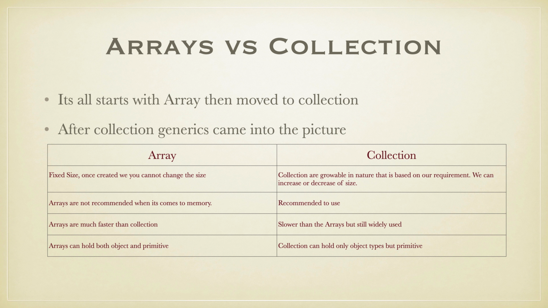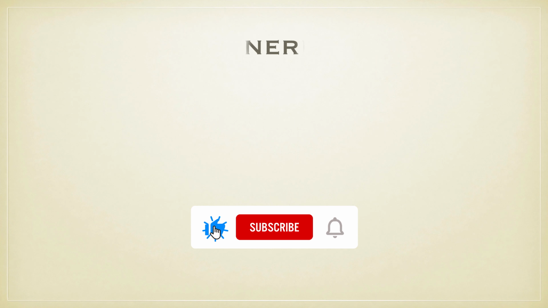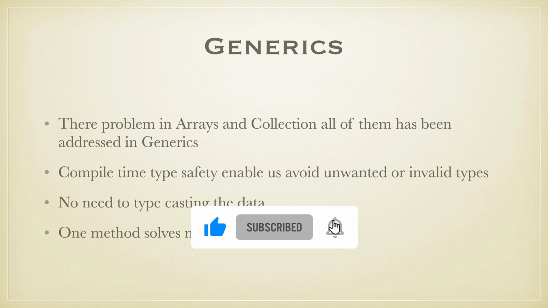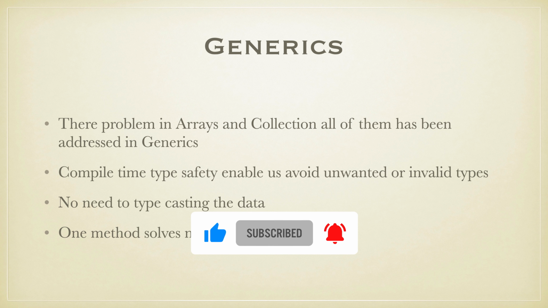Hello everyone, welcome back. So we discussed the difference between arrays and collections, how both can be worked with, and what the advantages of arrays and the advantages of collections are. So now, why do we need to go to generics? There is something missing in arrays and collections which is available in generics, which means those issues have been addressed in generics. So what are they? The first thing: there are problems in arrays and collections, and all of them have been addressed in generics.